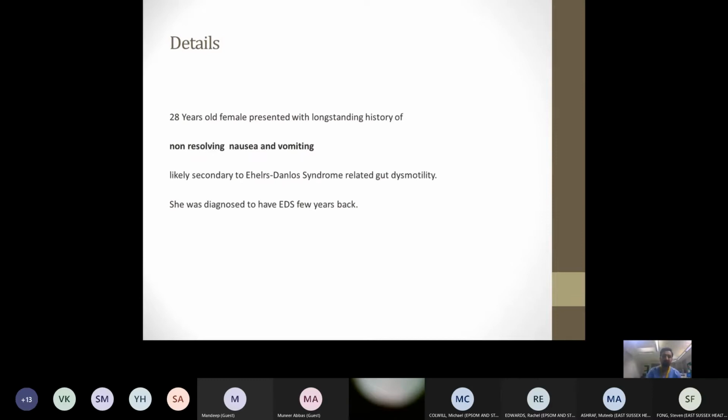This patient, a 28 year old female, presented with a long-standing history of non-resolving nausea and vomiting, likely secondary to Ehlers-Danlos syndrome-related gut dysmotility. She was diagnosed with EDS a few years back.